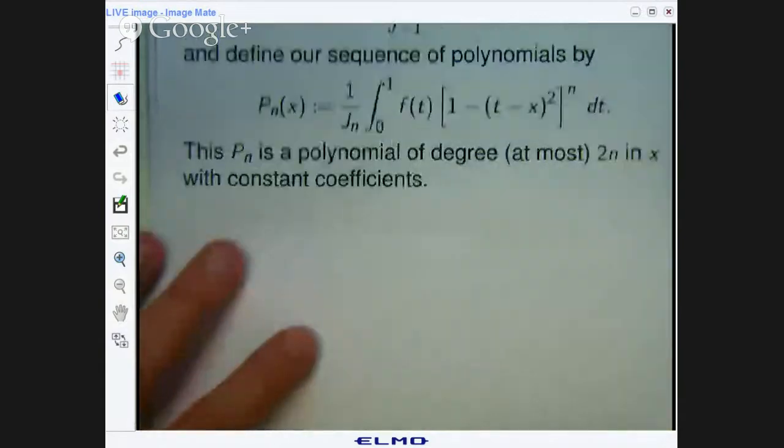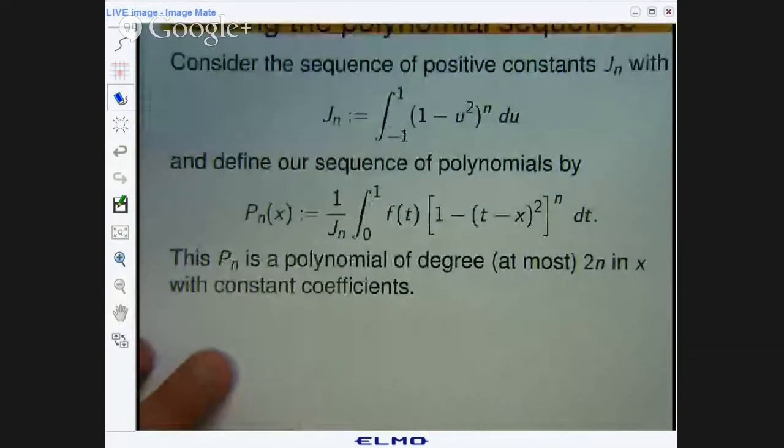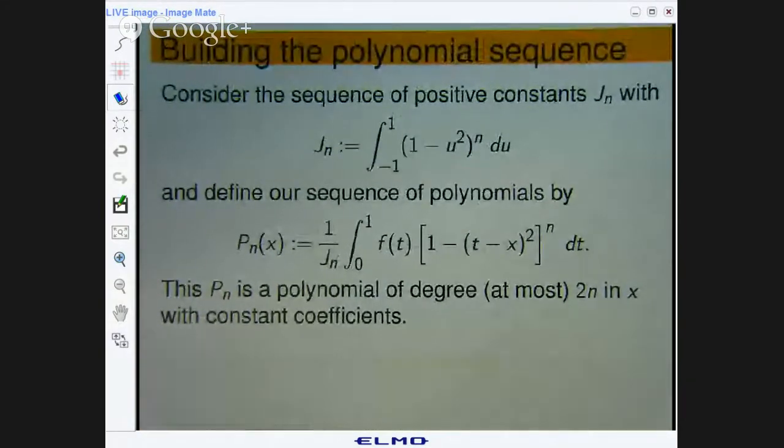All right, so how do we build this magical polynomial? How do we actually construct it? Well, that's the next part of the proof. Okay, how do we actually construct it? And essentially, it just involves integration.